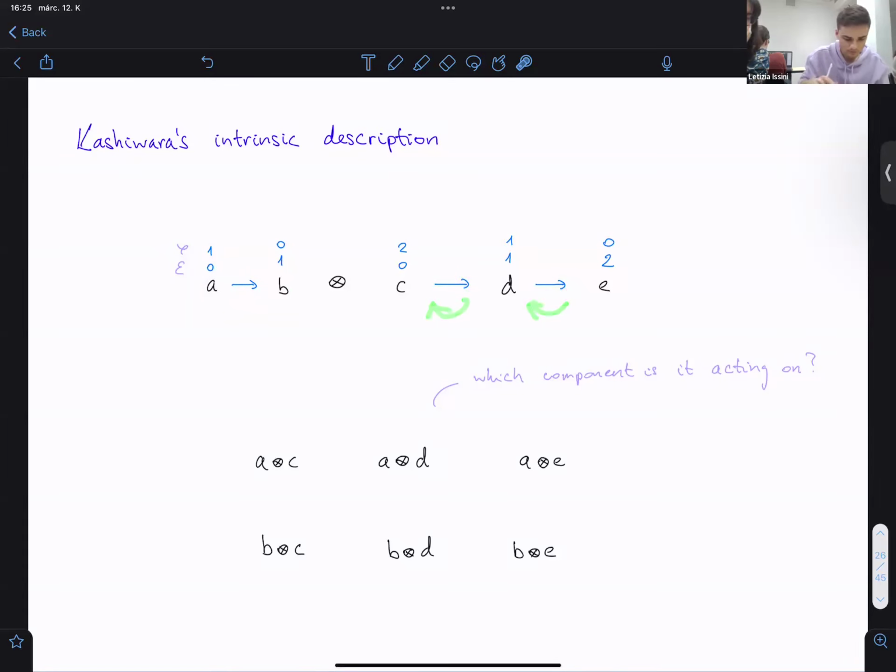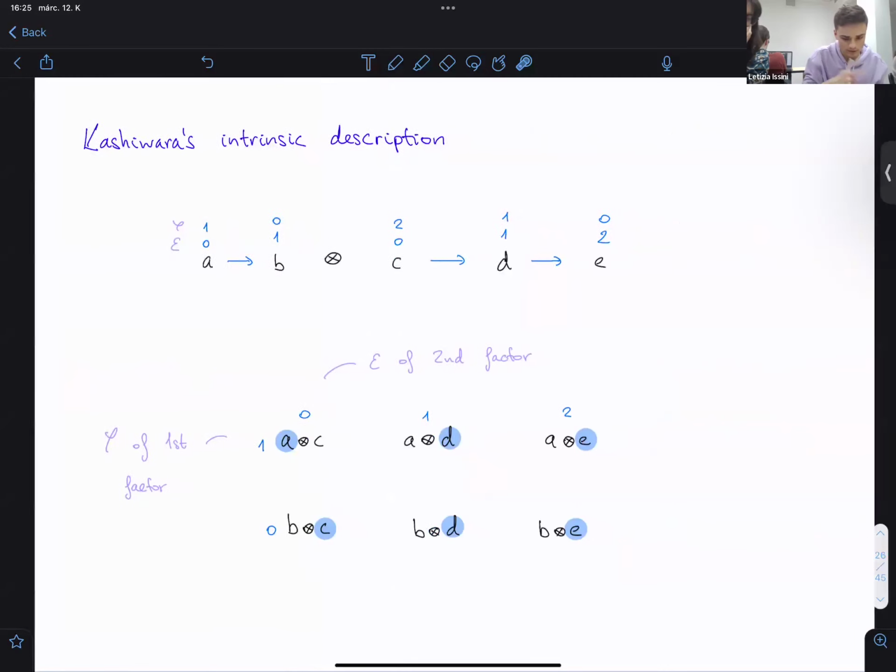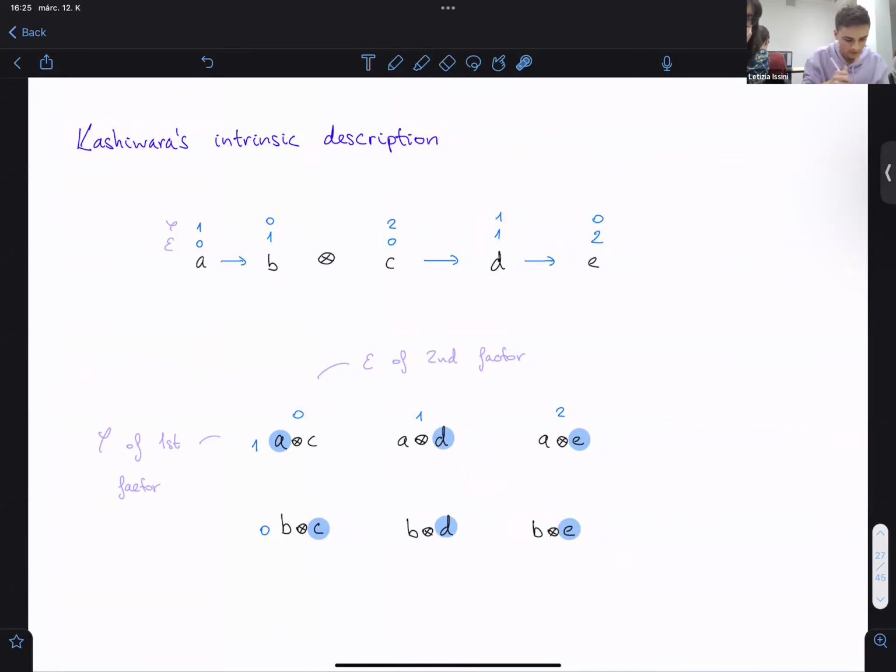And then Kashiwara showed that if we jot down phi of the first factor here and epsilon of the second factor here, by this we can establish which factor we're acting on. So if phi of the first factor is larger than epsilon of the second factor, we're acting on the first factor, otherwise we're acting on the second factor. So on this picture, in particular, we only act on the first factor here, and we act on the second factor for all the other tensors.